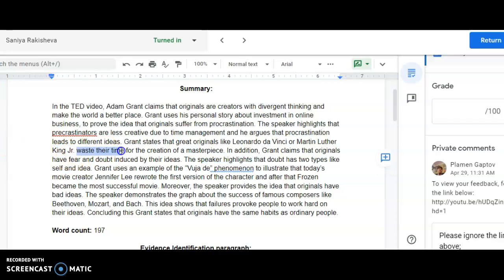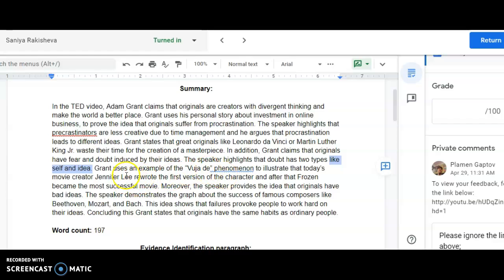He's certainly not saying that they waste their time. And he's certainly not saying that procrastination makes you less creative, right? He highlights that doubt has two types. Okay, doubt has two types, like self and idea. I'm not very sure what this means. Like self and idea. You mean self-doubt and idea doubt, maybe? Or I'm not sure. It just doesn't sound very good, this kind of phrasing. I sort of understand what you're trying to say, but you need to make that clear.